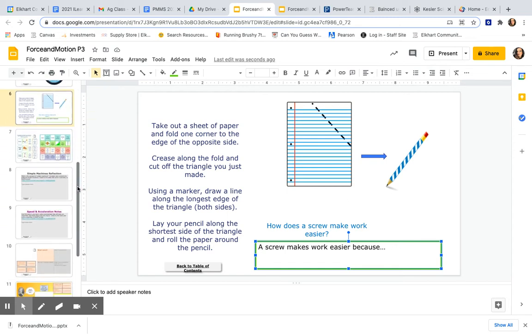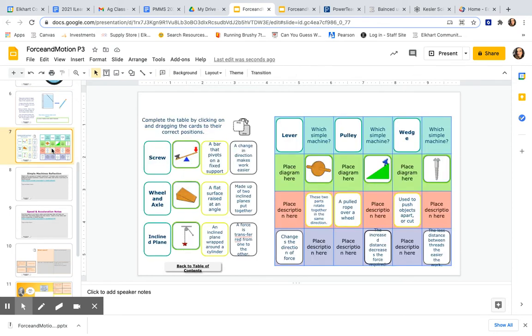Now, on slide 7, you're going to complete the table by clicking and dragging the cards to their correct positions. So you're going to tell me what is a lever, pulley, and wedge. And it's going to be one of these: a screw, wheel and axle, or an inclined plane. Okay? And then where it says green place diagram here, you're going to take one of these picture examples and put them under a lever, a pulley, or a wedge.